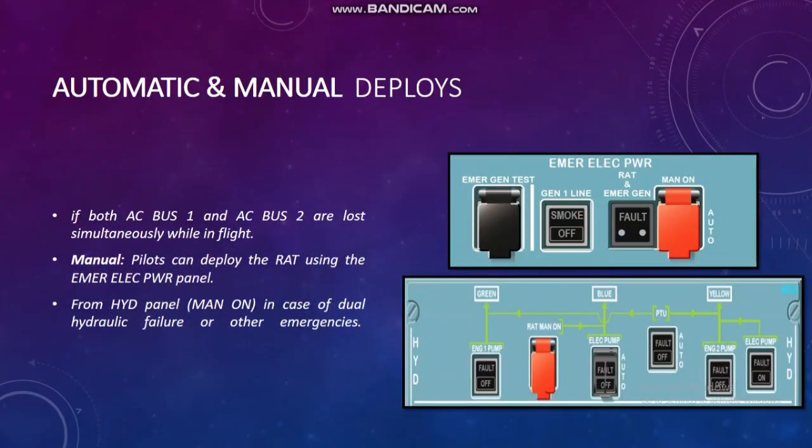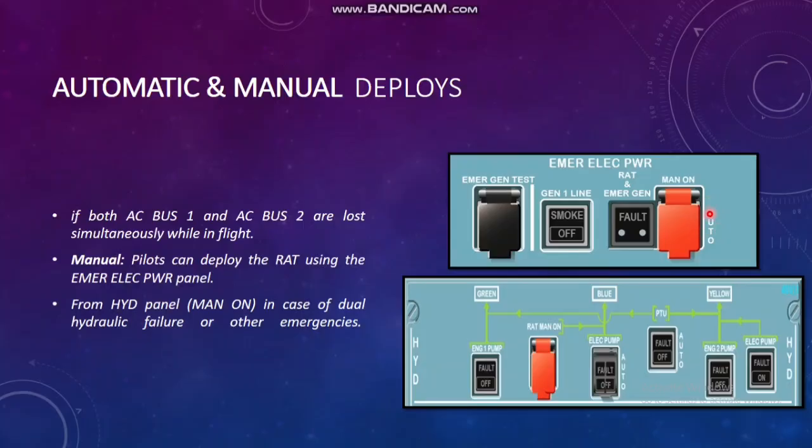How does it deploy? Manual. There are two procedures depending on the scenario and configuration. So we'll go through it once again in this video. If you're talking about automatic, if both AC bus 1 and bus 2 are lost simultaneously while in flight, the RAT will deploy automatically. Also if both IDGs fail, it will deploy the RAT. In case it is not deploying, there is an option: you open the guarded switch, press this push button, and the RAT will deploy.